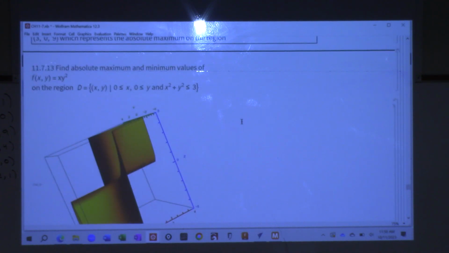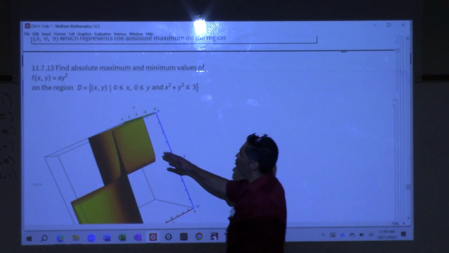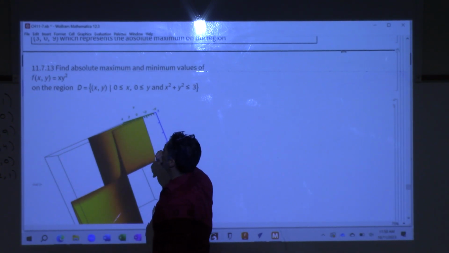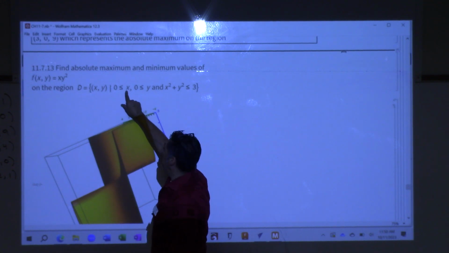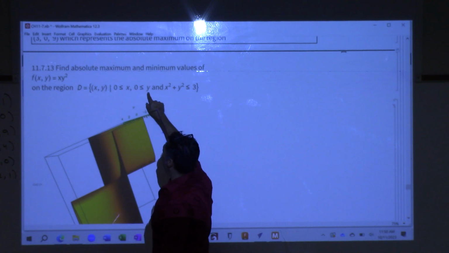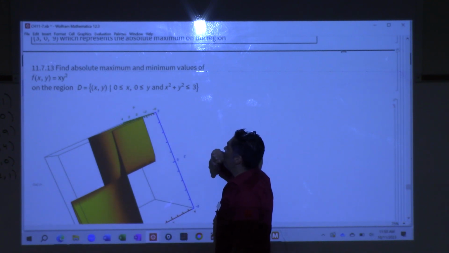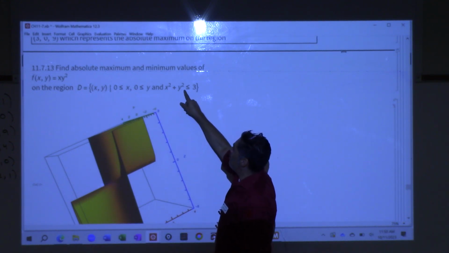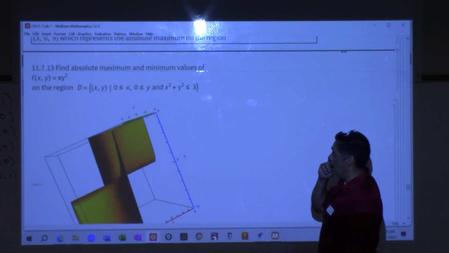Yep, there we go. Find the absolute maximum and minimum values of the function f of x y is x y squared on the region D equals the set of points x y such that, first, your x has to be not negative, greater than or equal to 0. Your y has to be greater than or equal to 0. And x squared plus y squared has to be less than or equal to 3.